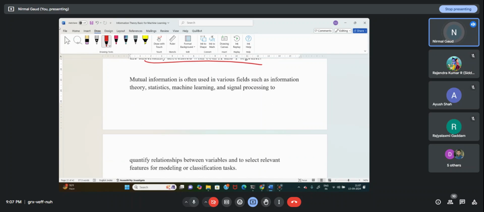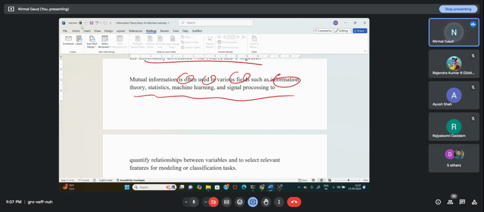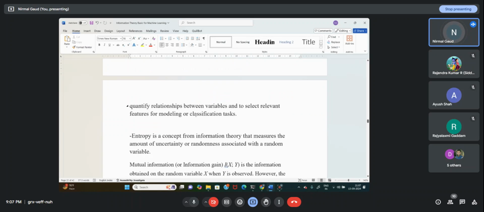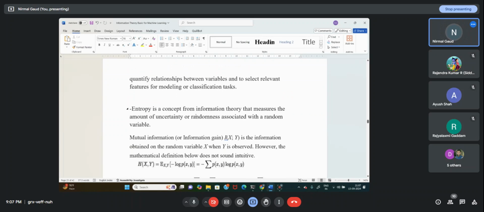Mutual information is often used in various fields of information theory, statistics, machine learning, and signal processing. As I told, in case of machine learning and data science, you have the features available, and we can find the relationship, because it quantifies the relationship between the variables. That means it talks about the mutual information.